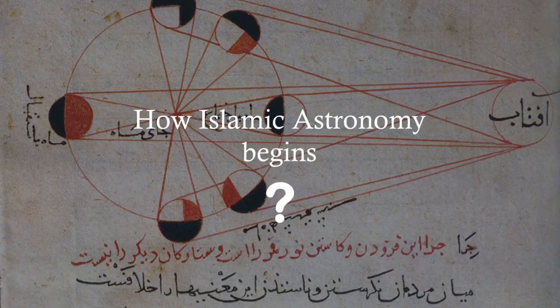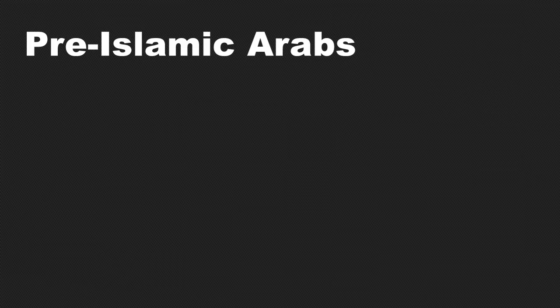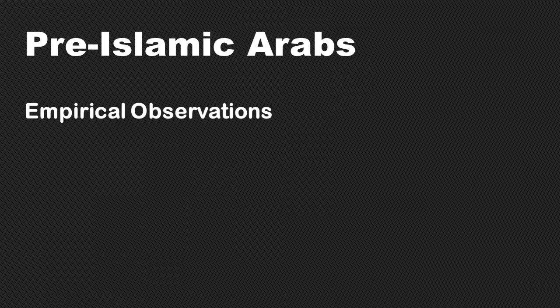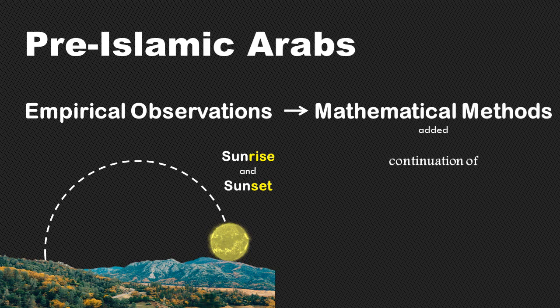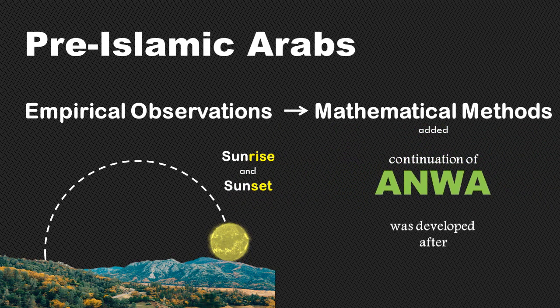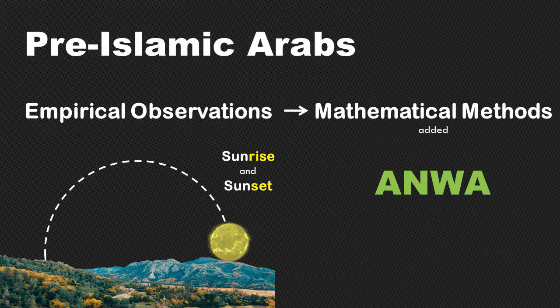But how did Islamic astronomy start? It started with the pre-Islamic Arabs. Pre-Islamic Arabs relied entirely on empirical observations. They observed the rising and setting of particular stars, which can be compared to the sunrise and sunset of our sun. From their empirical observations, mathematical methods were added during the continuation of Anwa, which was developed after Islamification by the Arabs, where Anwa is the area of their astronomical study.